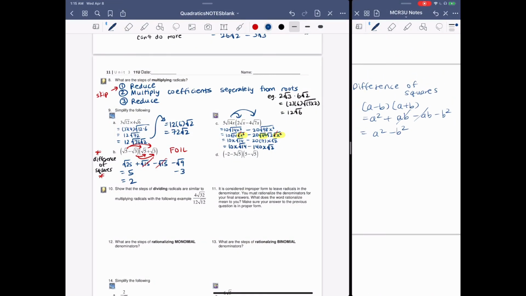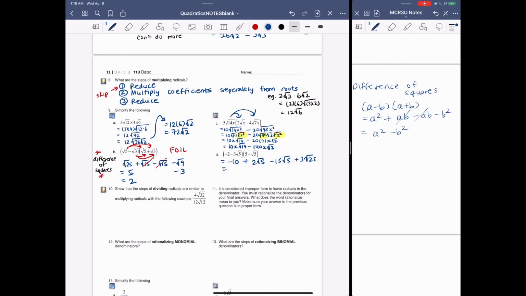Alright, so part D. So negative 2 times 5, so we're doing FOIL again. So we have negative 10. Negative 2 times negative 5 is equal to plus 2 square root 5. Minus 3 square root 5 times 5 is, well, multiply 3 times 5. That is equal to minus 15 square root 5. And lastly, minus 3 square root 5 times minus square root 5 is equal to plus 3 square root 25.